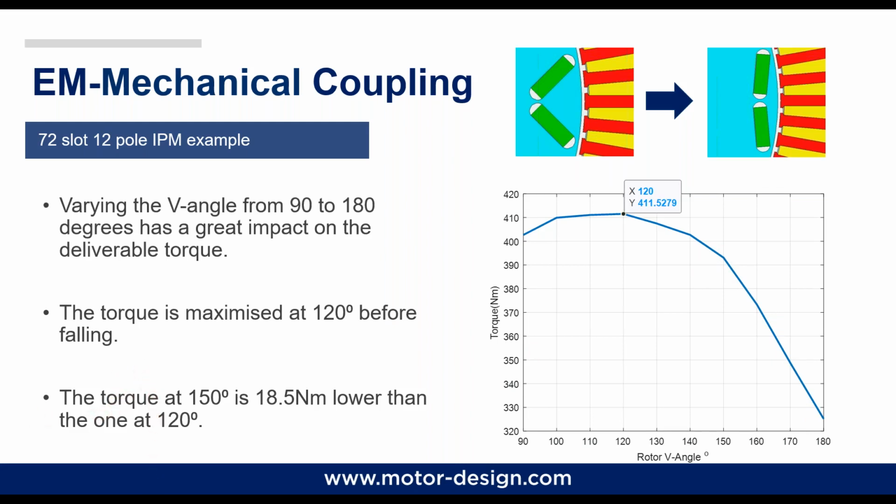Hence, just considering the electromagnetic performance of the machine, in addition to the V angle, we would end up saying that with 120 degrees, I am maximizing my output torque, so I can easily choose 120 degrees as the angle, which is basically the angle between these two magnets.